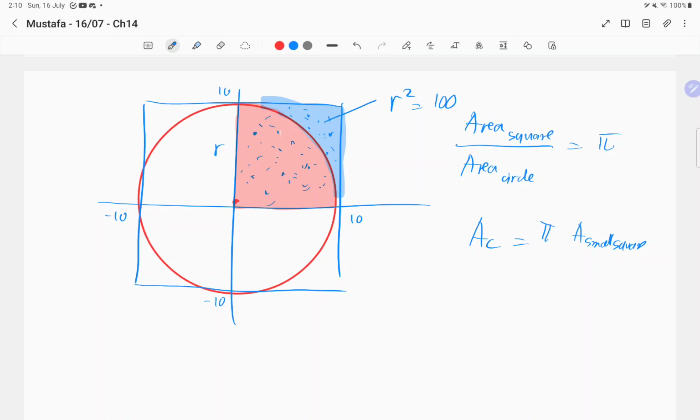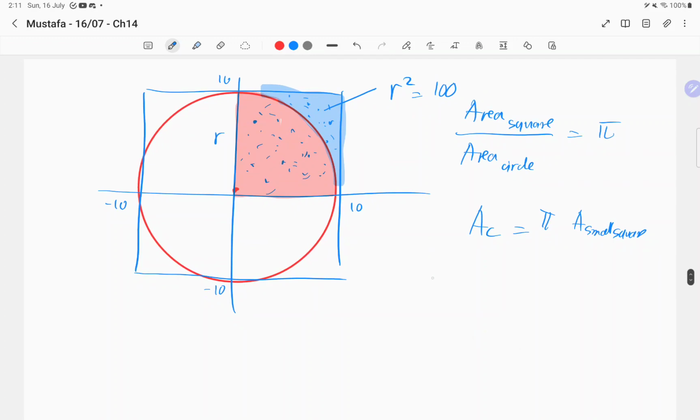But basically the idea is the ratio of the points inside the circle over the total points. And then you multiply that with the main area here. So points inside the circle divided by total points would give you the ratio of the area inside the circle over the total area.